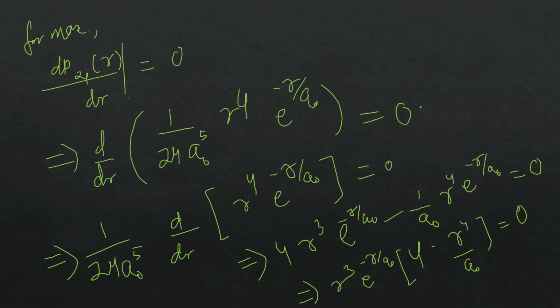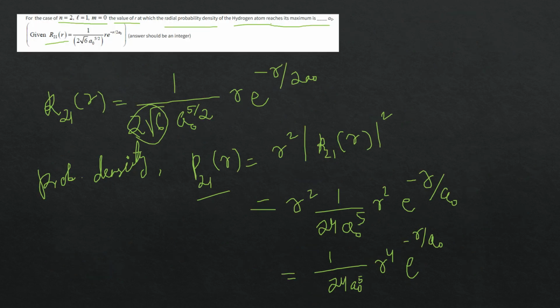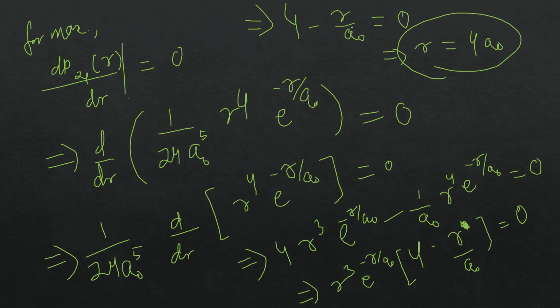Okay, so this is not r four; we took common r cube. So this becomes 4 minus r by a naught is equal to 0. So r by a naught is equal to 4, so r is equal to 4 a naught. The question was, for maximum, the value is dash a naught. So the answer will be 4, isn't it?